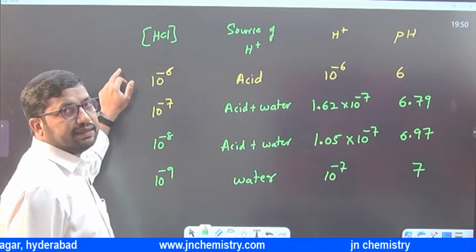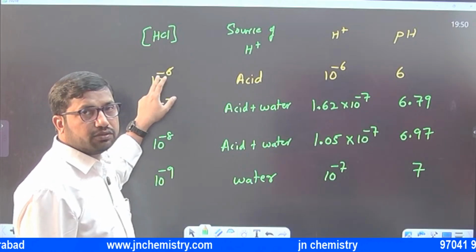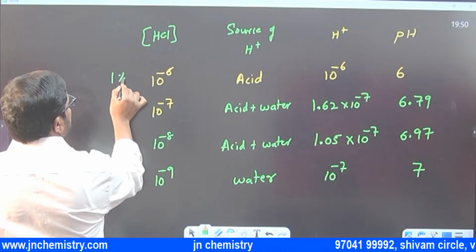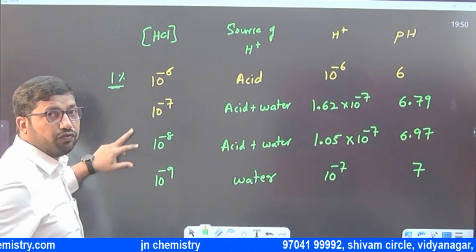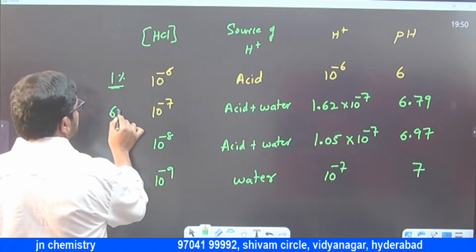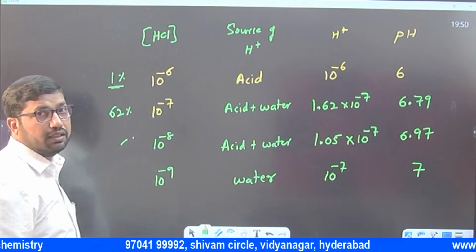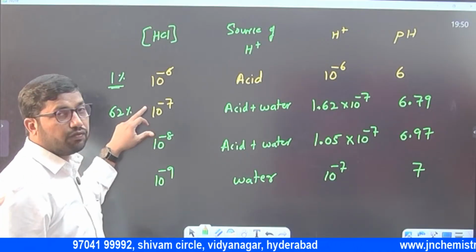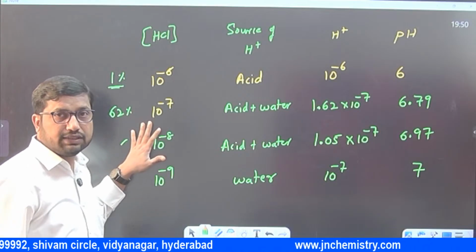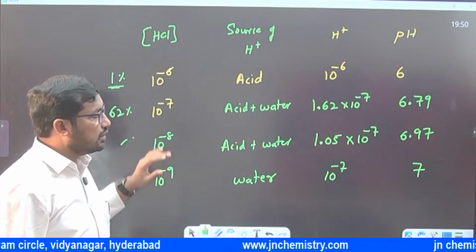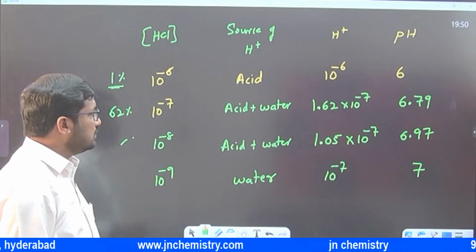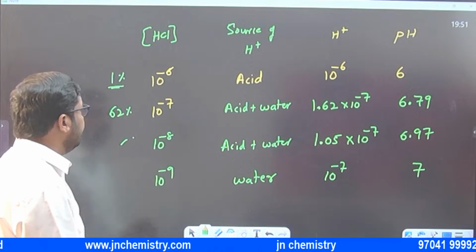Up to 10 to the power of minus 6, if you are neglecting the water, the percentage of error we will get is only less than 1%. But here, in 10 to the power of minus 7 cases, if you are neglecting the water, the percentage of error we will get is more than 62%. That's the reason, in 10 to the power of minus 7 and 10 to the power of minus 8 cases, we won't neglect the water, which is coming from the H plus. Okay? H plus is coming from water. So write it down. Very important one.